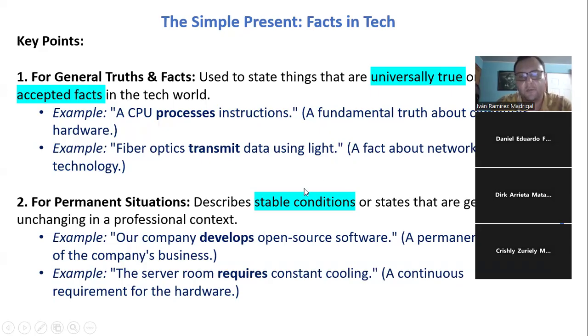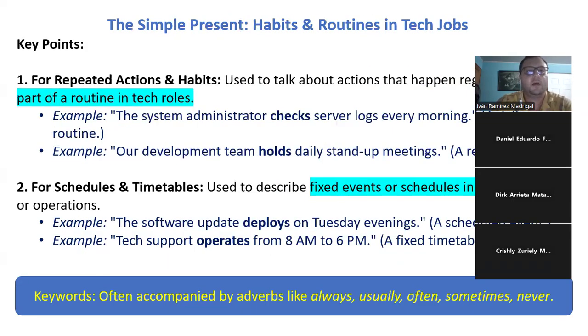So, first, again, for facts, for universally accepted pieces of facts, for the realness of truth. That is the first field, the first meaning, first usage, first function of simple present. Second use, stable conditions, things that have to do like that, the status quo of things, right? Let's talk about two more.